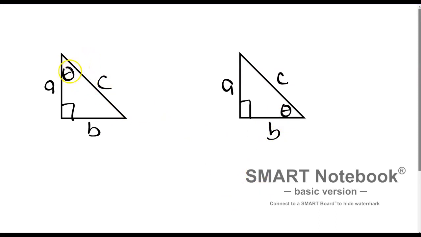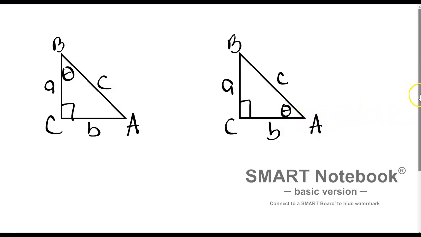So let's also go ahead and label these: A, B, C. So right now we basically have the same triangle. The only thing is that we are addressing a theta, namely angle B, and over here, this theta is angle A.